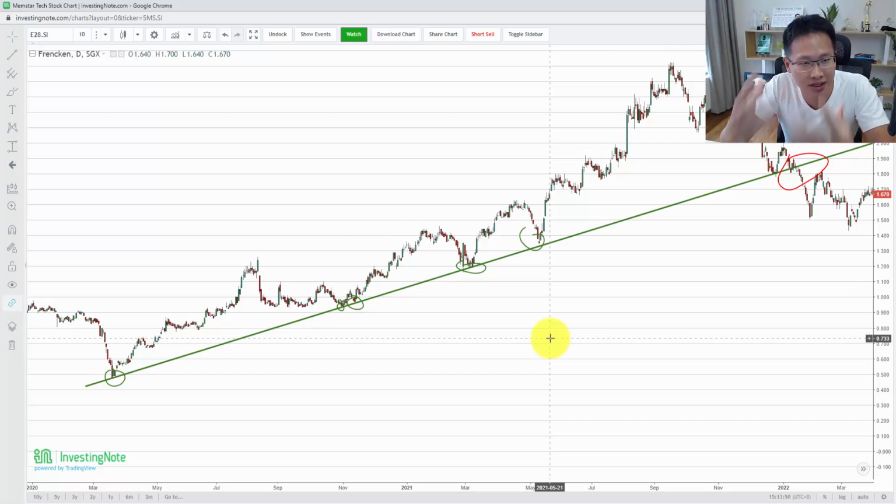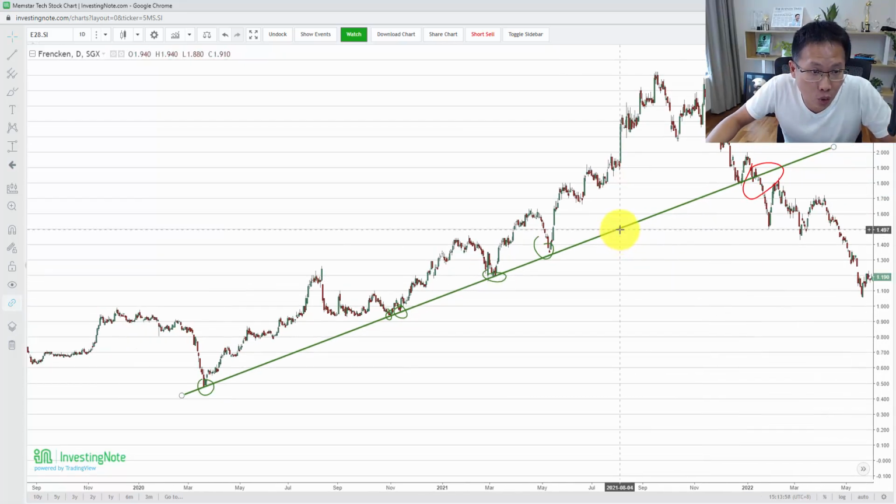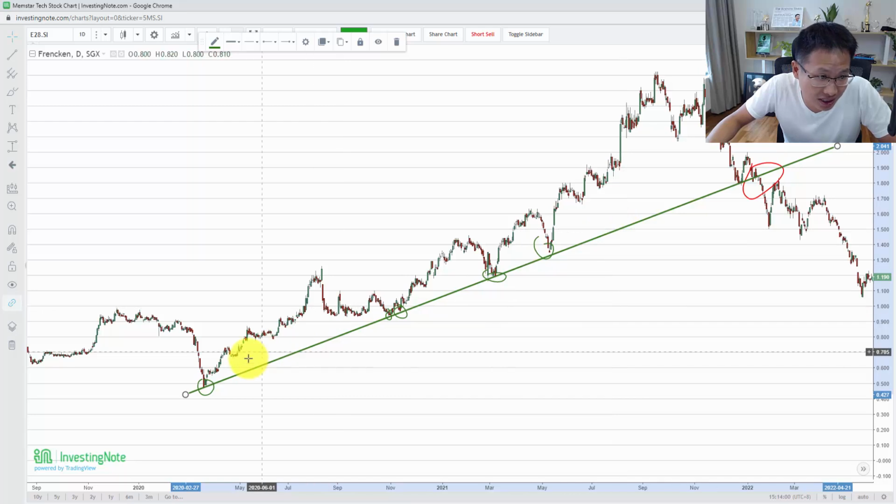I think it doesn't matter. I think we want to touch the most points. The more touches, the better, whether it's the body, the shadow or not. If it touches most points, we can make minor adjustments so that it touches the most points. So in this case, you can see right here it looks quite nice as well. So that is the longer term trend.